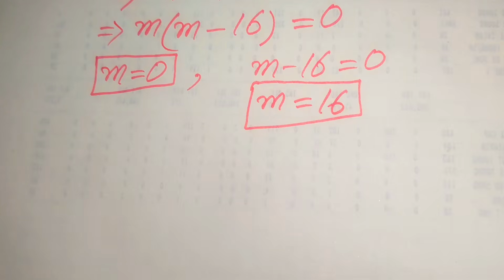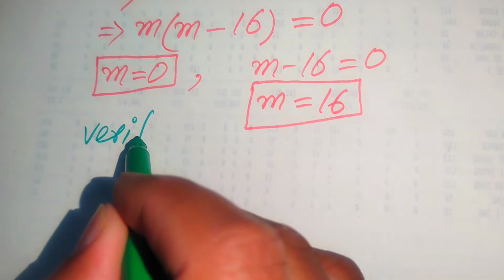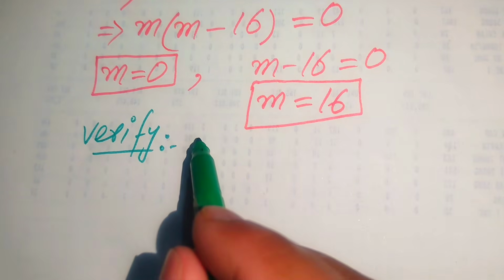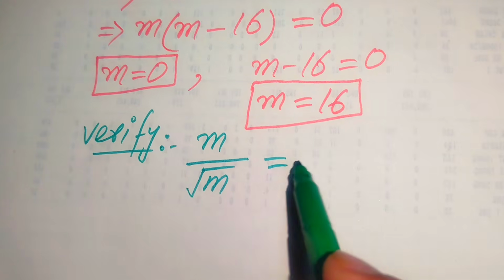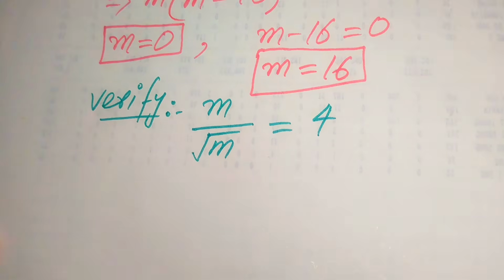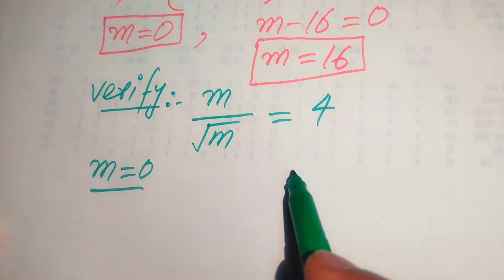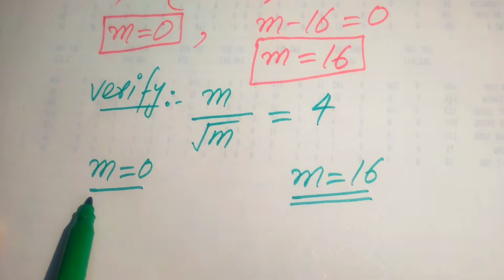And now in the next step we need to verify whether these roots are solutions or extraneous roots. For verification we need to copy down the given question statement. Here it is m divided by square root of m is equal to 4, and on this side we verify m is equal to 0, and on this side we verify m is equal to 16.